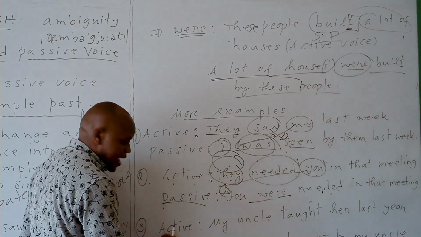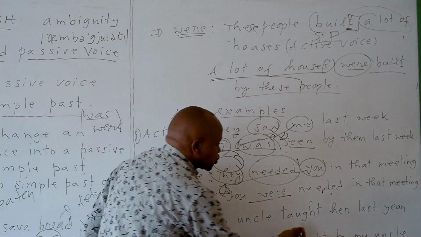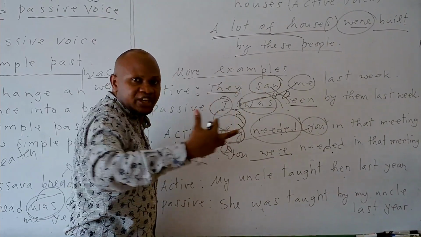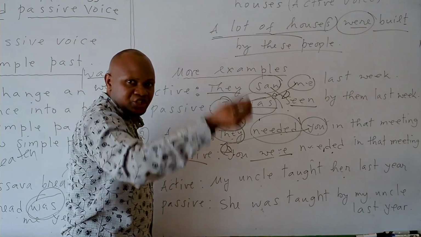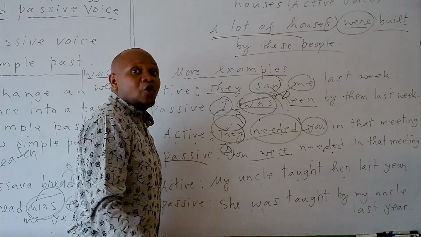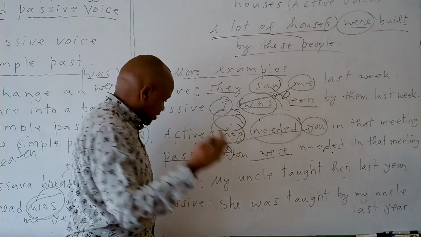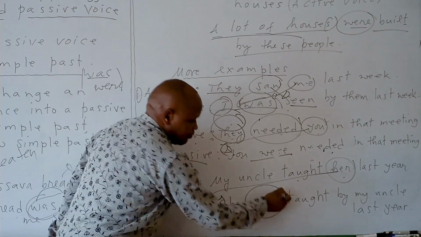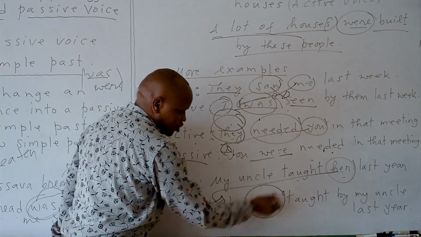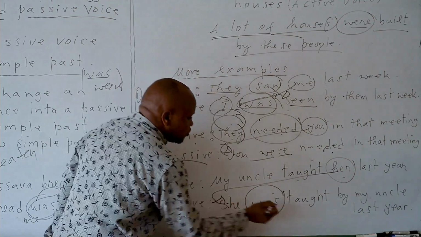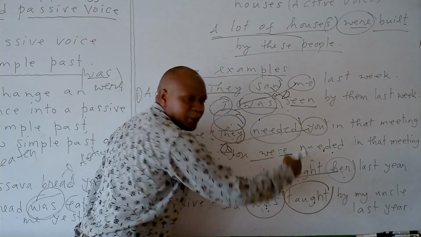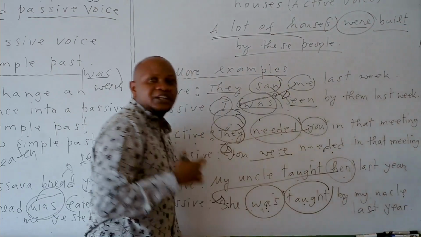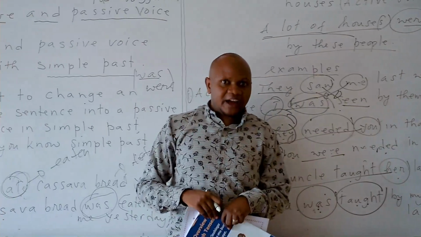Then the last example is this one. My uncle taught her last year. Then here, this her changes into she. She was, as we saw in the rule, you put a verb to be here in simple past. She was taught. This is the past participle of the verb to teach. She was taught by my uncle last year.